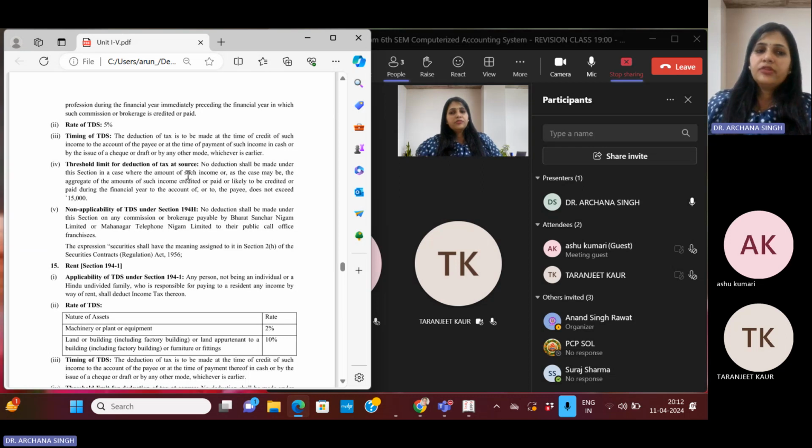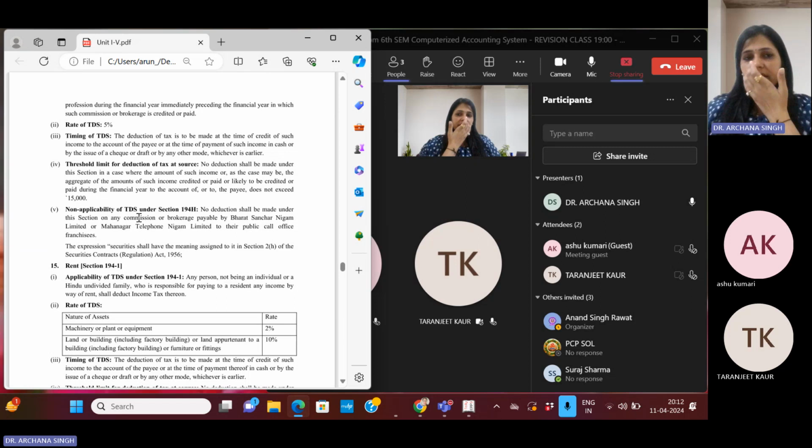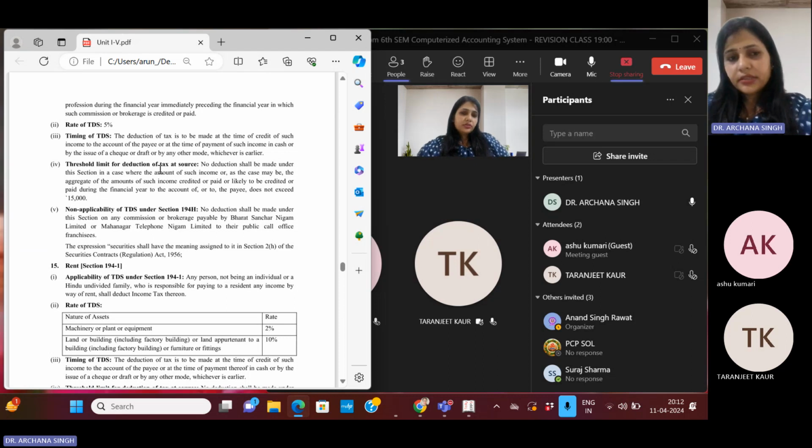Then threshold limit for deduction of tax at source. No deduction shall be made under this section in case where the amount of such income or as the case may be जो है 15,000 से ज्यादा exceed नहीं होनी चाहिए. अगर 15,000 से exceed हो जाएगी then the TDS would be deducted, this is the threshold.